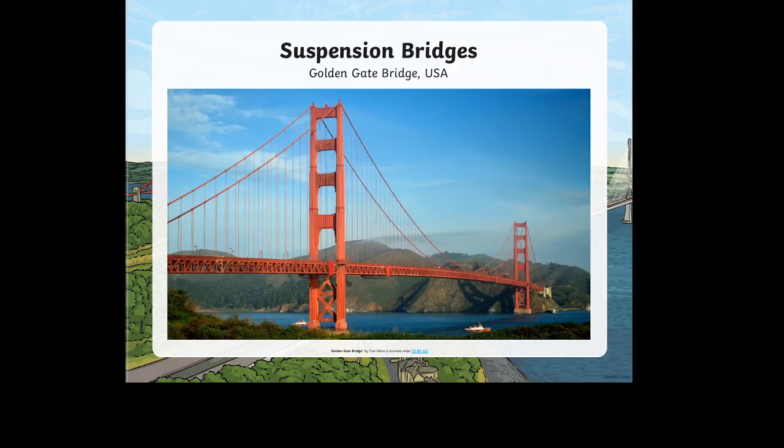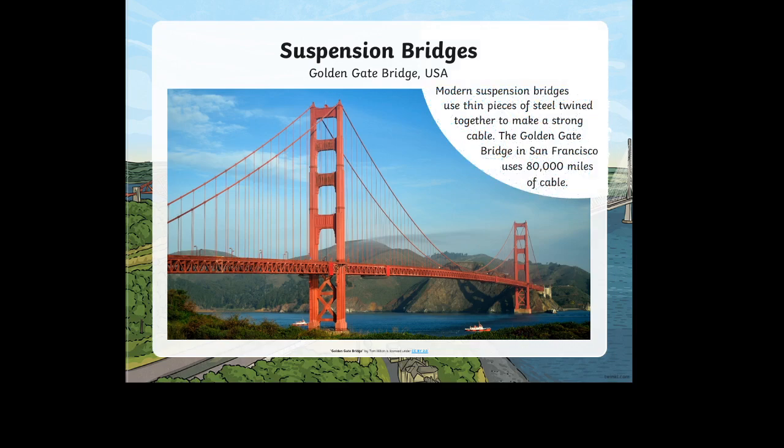You probably would have seen this one before. It's really popular. It's turned up in cartoons, movies, lots of different things. This is the Golden Gate Bridge in the USA. Modern suspension bridges use thin pieces of steel twined together to make a strong cable. The Golden Gate Bridge uses 80,000 miles of cable in this bit and in these bits here. So again, this one just has the two pillars.